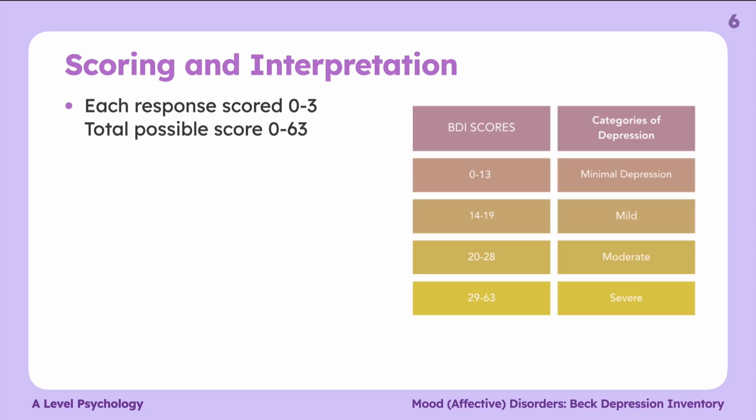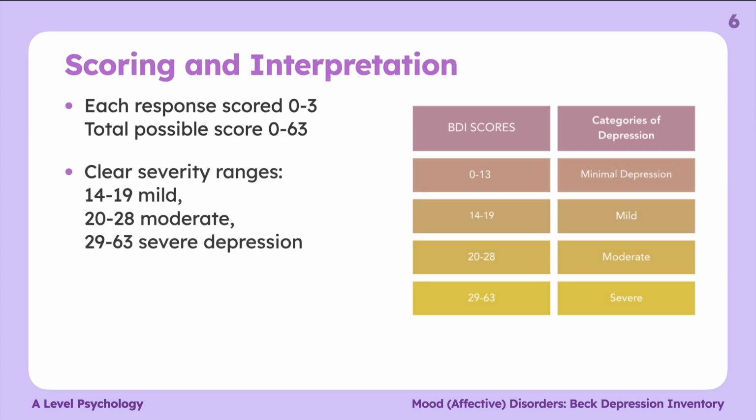Because the highest severity on all 21 items would score 3 on all 21, which is 63. Now, here's the usefulness. If the score is between 14 to 19, which is what is common in people with mild depression, 0 to 13 really is no depression. 20 to 28 is what we call moderate depression. Okay. Now, the scoring system allows clinicians not only to identify the presence of depression, but also gauge the severity.